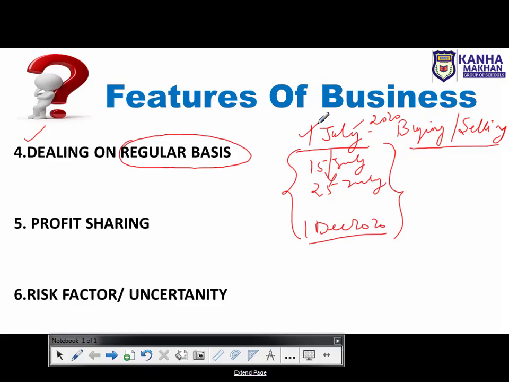Moving towards the next, the 5th point. It states profit sharing. When it is business, the complete risk is borne by the businessman, so obviously the complete profit will also be shared by the businessman himself.